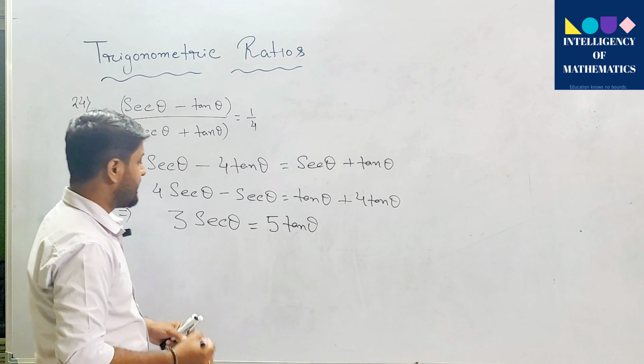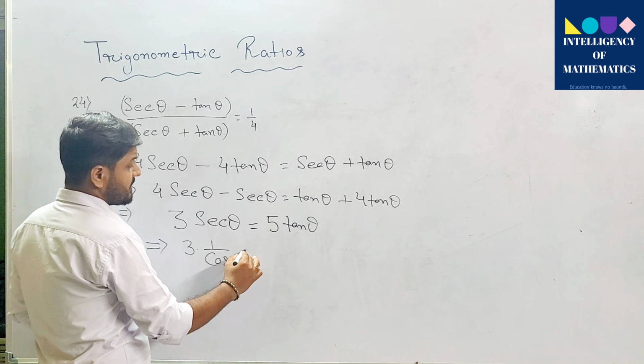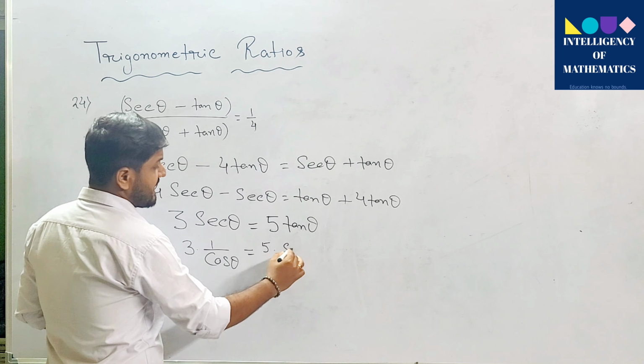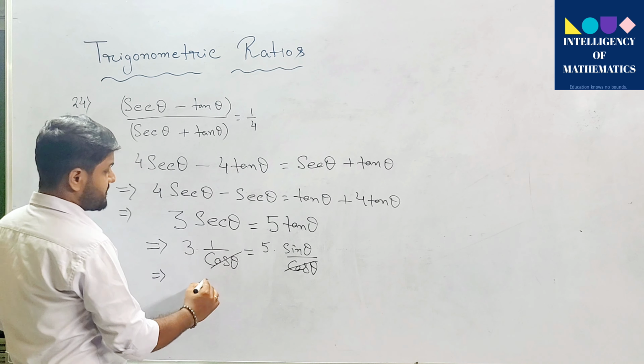Now we need the value of sine theta only. What can we do? We can do two things from here. First thing, I can make sec theta as 1 by cos and tan as sine by cos. If we do so, we get 3 into 1 by cos theta on this side, and on this side we get 5 into sine theta by cos theta. The cos theta in the denominator is in multiplication format, so we can cancel. So what did we get? 3 is equal to 5 sine theta, so 5 from the bottom will come, and the value of sine theta is 3 by 5.